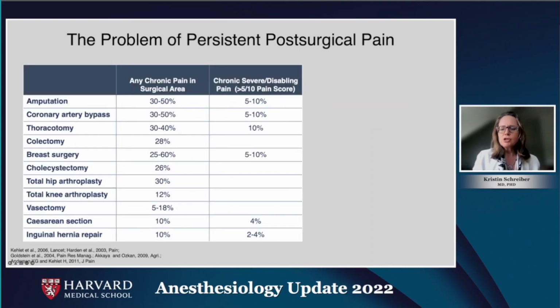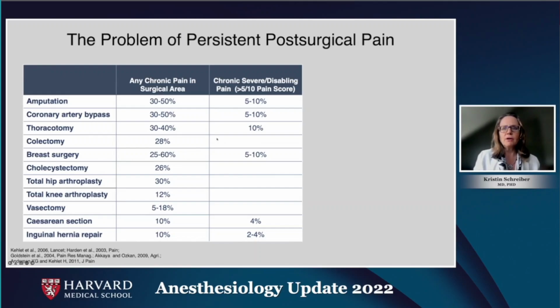So this table shows the range of reported incidents of persistent pain after different types of surgical procedures. And you can probably appreciate that the range is quite wide, depending on the study, mostly because it's variably defined what chronic post-surgical pain is.